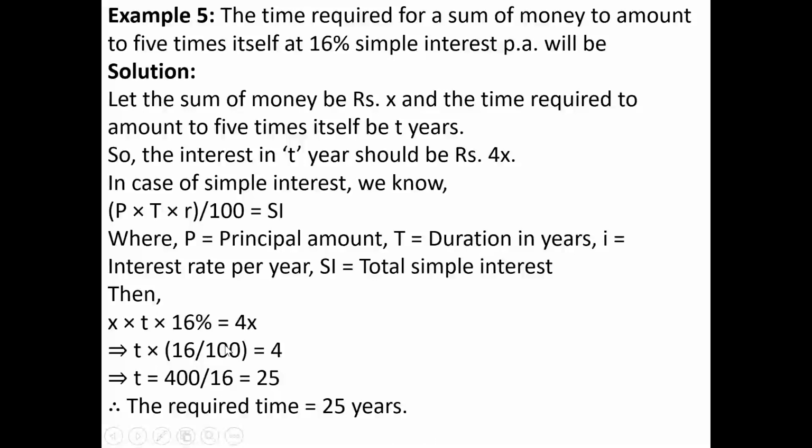So T into 16 by 100 equal to 4. So T equal to what? It will become 400 by 16, and it will give you 25. That is, the required time is 25 years. Okay.